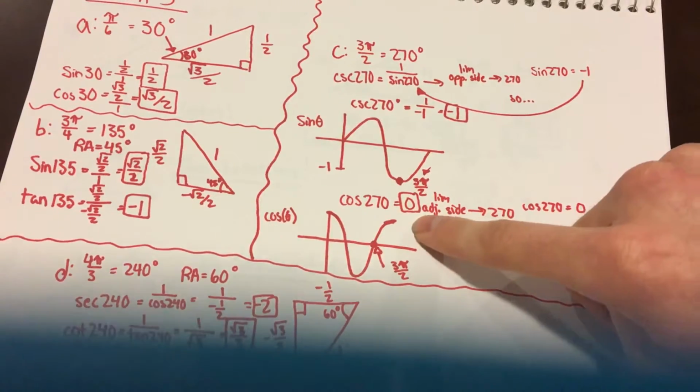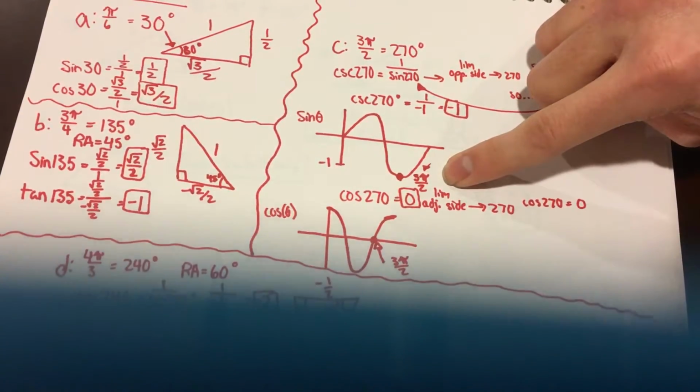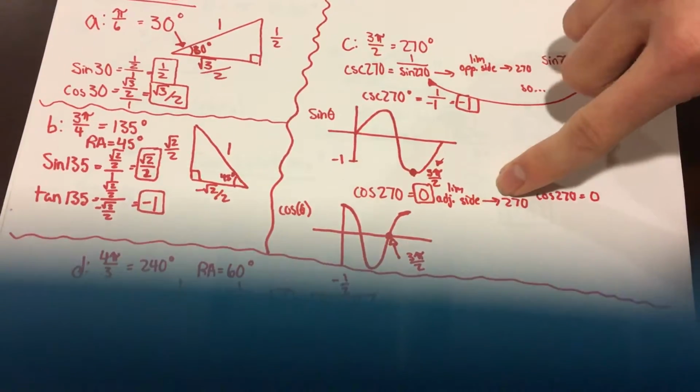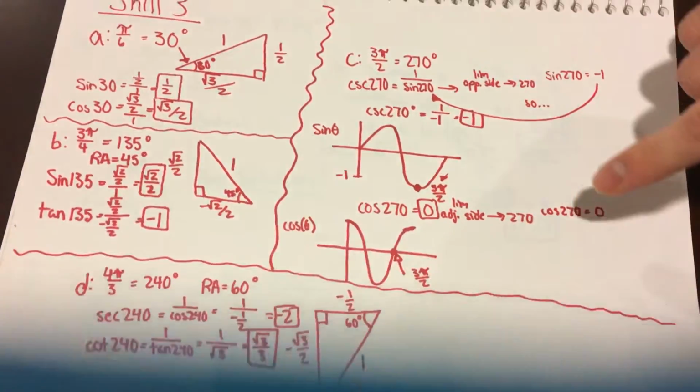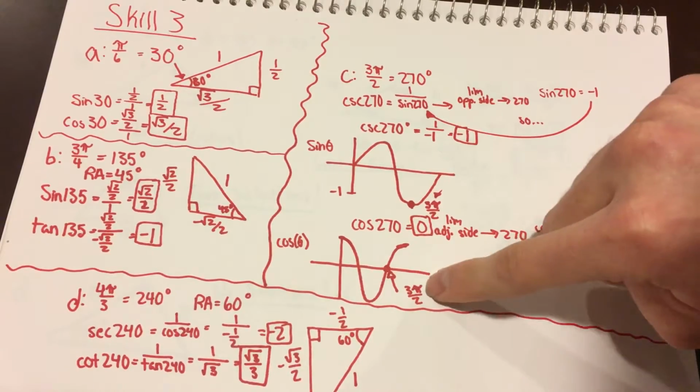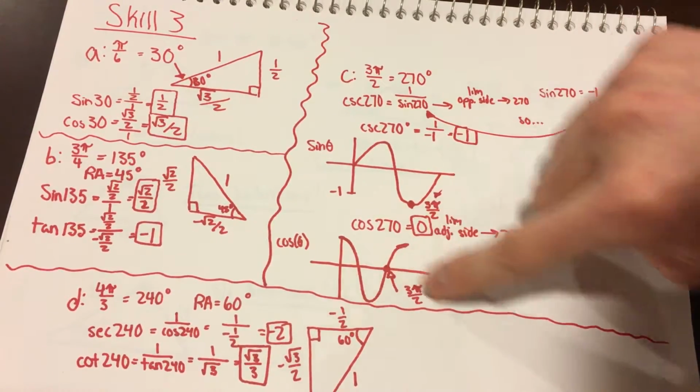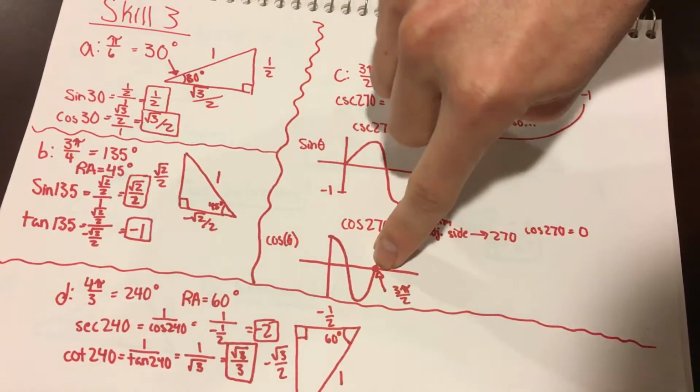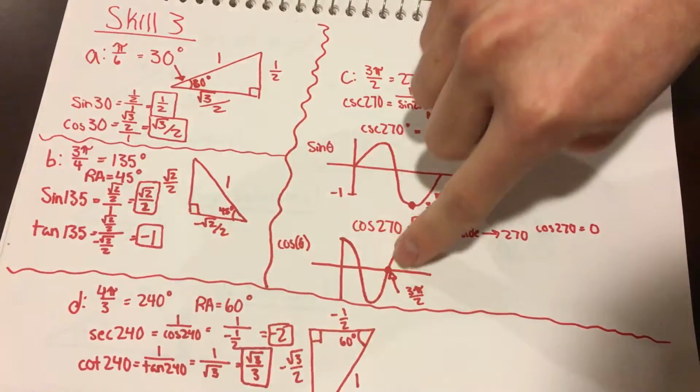Same thing with cosine. I know that it's 0, so I prove that by the limit as the adjacent side approaches 270, cosine 270 equals 0. And then I can show it on a regular cosine graph and show that as the graph reaches 3 pi over 2, the y value is equal to 0.